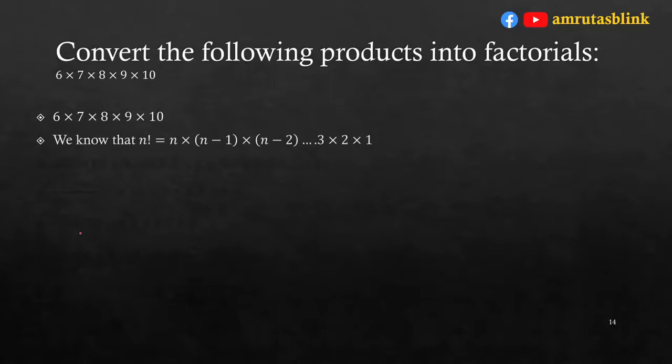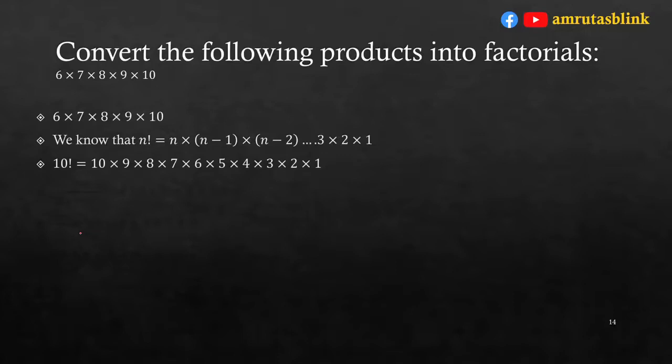So we will try to do some adjustment. Now let's suppose in this case, what is the biggest number? Biggest number is 10. So what would be 10 factorial? 10 factorial will be equal to 10 into 9 into 8 into 7 into 6 into 5 into 4 into 3 into 2 into 1.